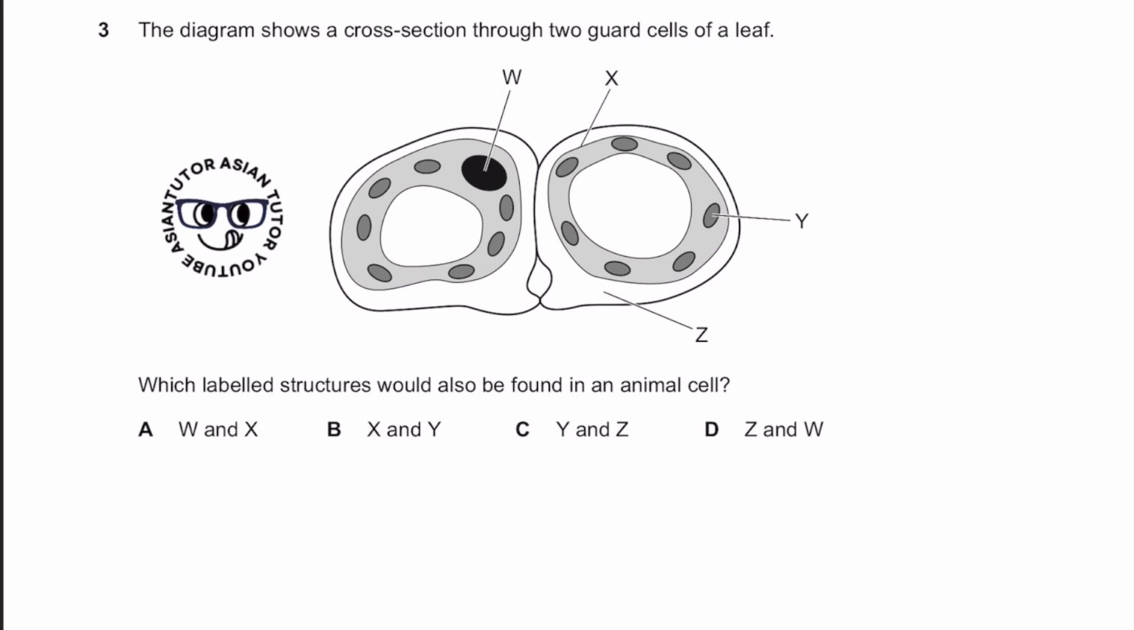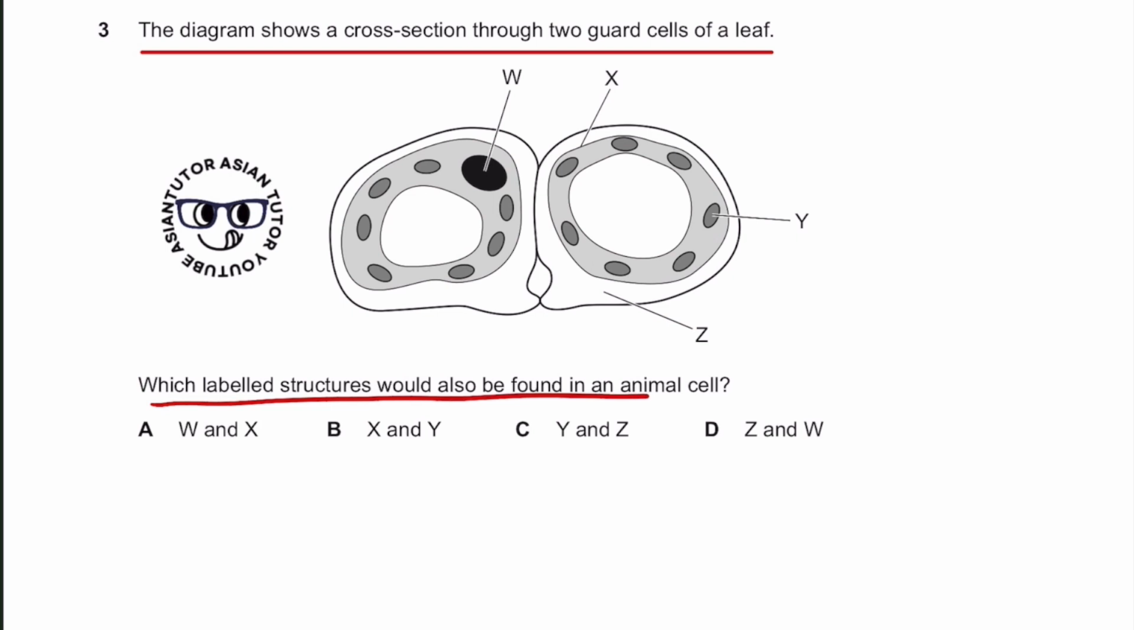Hey guys, let's have a look at number 3 here. The diagram shows a cross-section through two guard cells, I believe, which labeled structures would also be found in an animal cell. So it looks like these are plant cells, right? They're plant cells because they are guard cells.